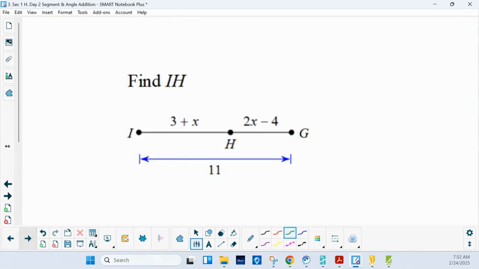Okay, this one, we know the whole thing is 11, and the 2 pieces are given, so here we're going to have to create an equation. The segment addition postulate says you can add the 2 pieces to equal the whole. So that's what we have to do to figure out the length of IH. You can write them separately to create your equation and then combine your like terms, but if you're fine, let's combine the like terms first.